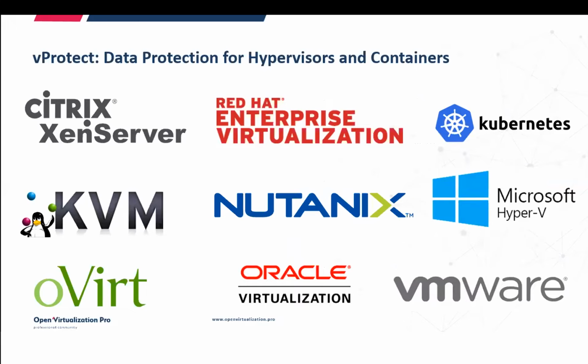vProtect is a data protection solution really designed to perform agentless protection for what we call the other hypervisors. Originally, this was pointed towards Citrix Xen servers, Red Hat Virtualization, KVM, Nutanix Acropolis, things like that. We've actually added support for Hyper-V and VMware as well. But what we're going to be focusing on today specifically is Kubernetes.